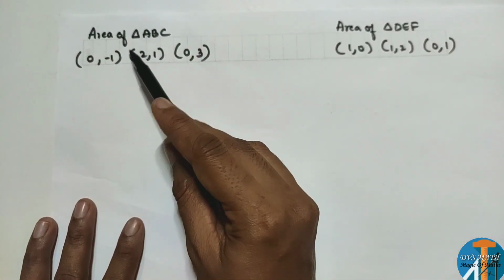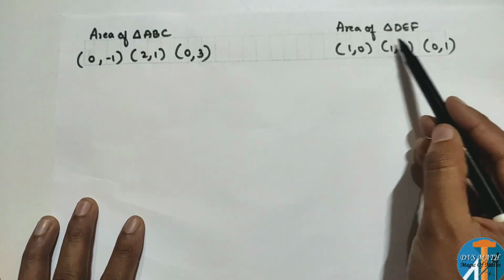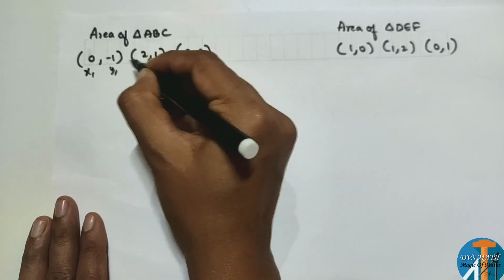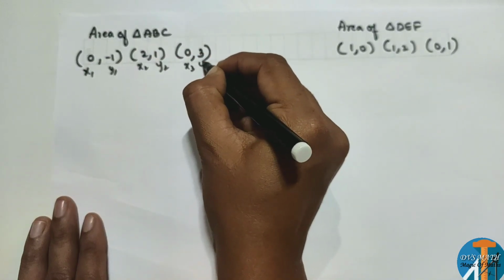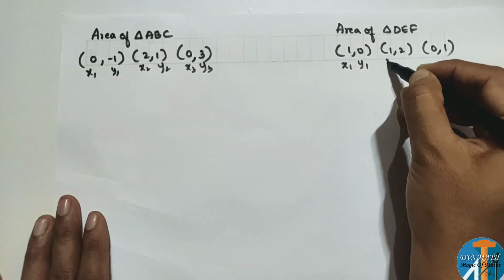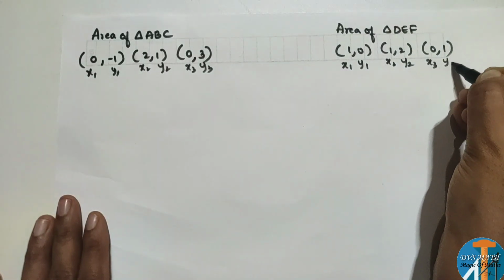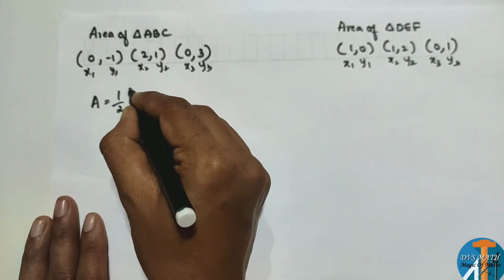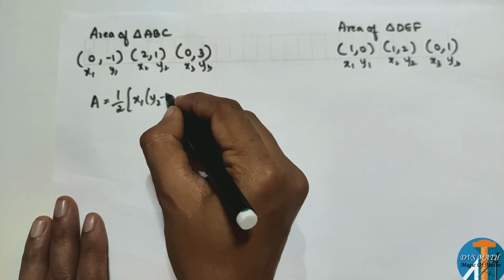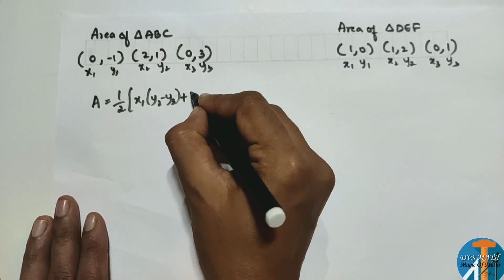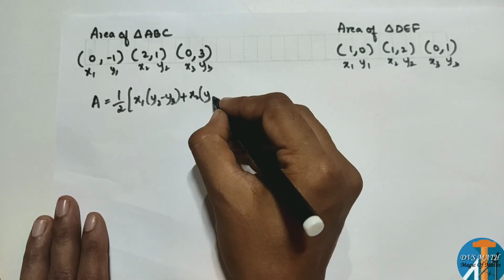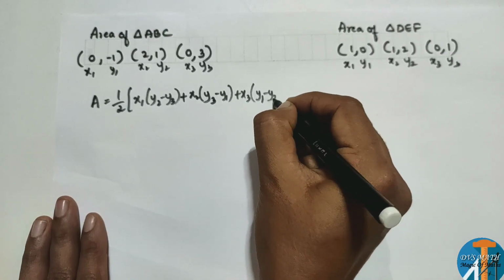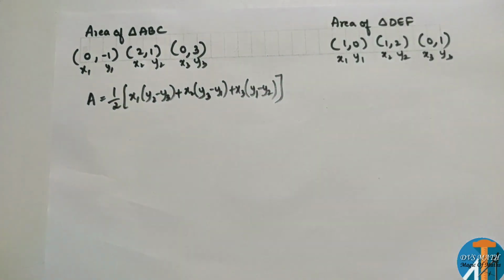Observe now, first write like this: area of triangle ABC with 3 vertices, and area of DEF with 3 vertices. Now apply x1 y1, x2 y2, x3 y3. So now write the formula. What is the formula? Area is equal to half times x1 into (y2 minus y3) plus x2 into (y3 minus y1) plus x3 into (y1 minus y2).